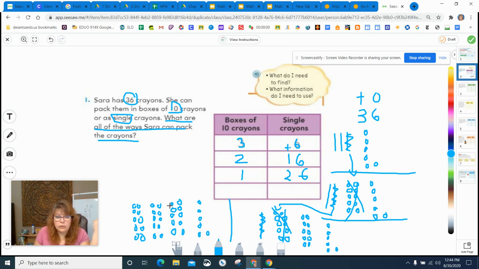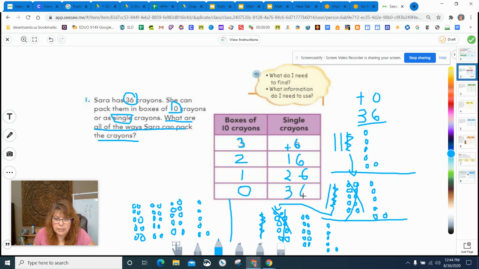Now, I don't even have to count them because I know that they're all ones. And the standard form that we worked on, we know it was 36. So I know that I have 0 tens and my number is 36.